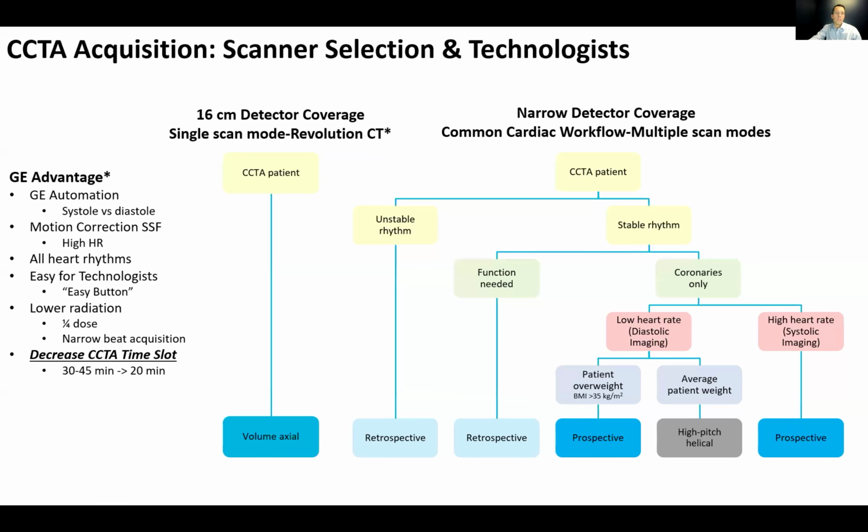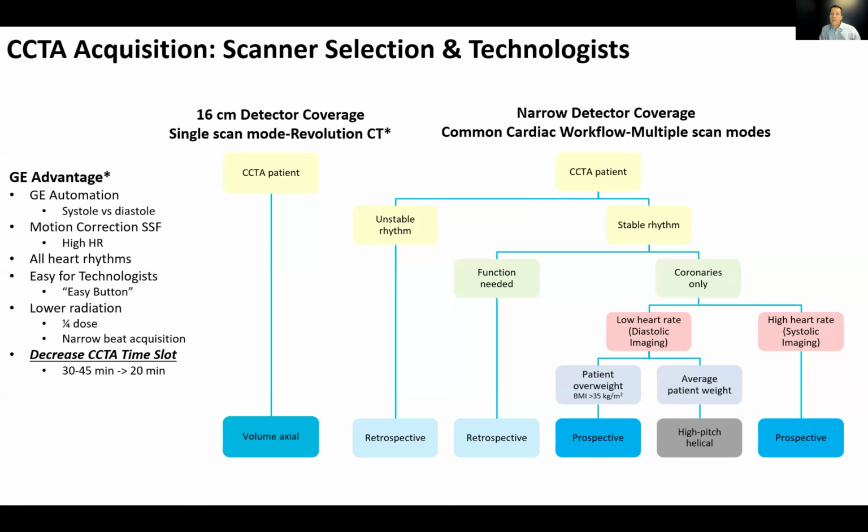So just to focus on the scanner selection and what the technologists do, we found this to be paramount with program growth. This is a busy slide, and I do apologize, but these are the workflows that you'll see. You have two types of scanners out in the market. You'll have large volume scanners, which can scan the heart in a single beat or a single acquisition. These are the 16 centimeter detectors. And then you have narrow coverage detectors or smaller slices when you're acquiring that.